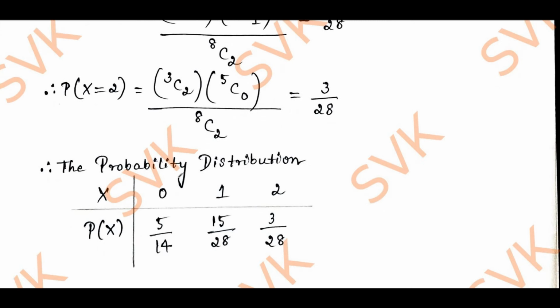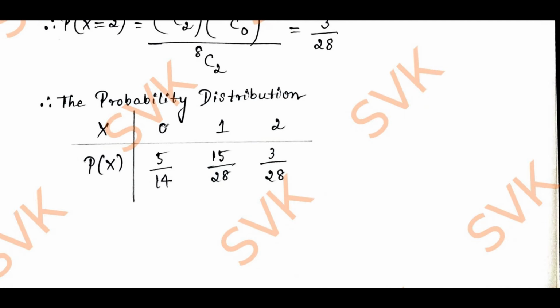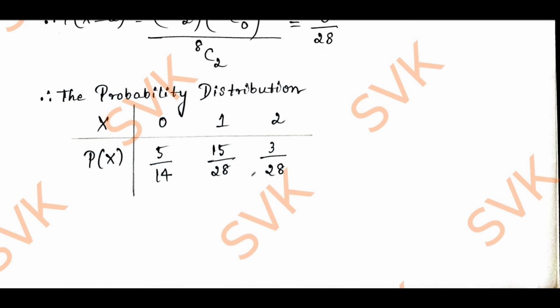So now putting a table for the probability distribution, we get X and P of X. X takes the value 0. When it is 0, the probability will be 5 by 14. When it is 1, the probability will be 15 by 28. When it is 2, the probability will be 3 by 28.